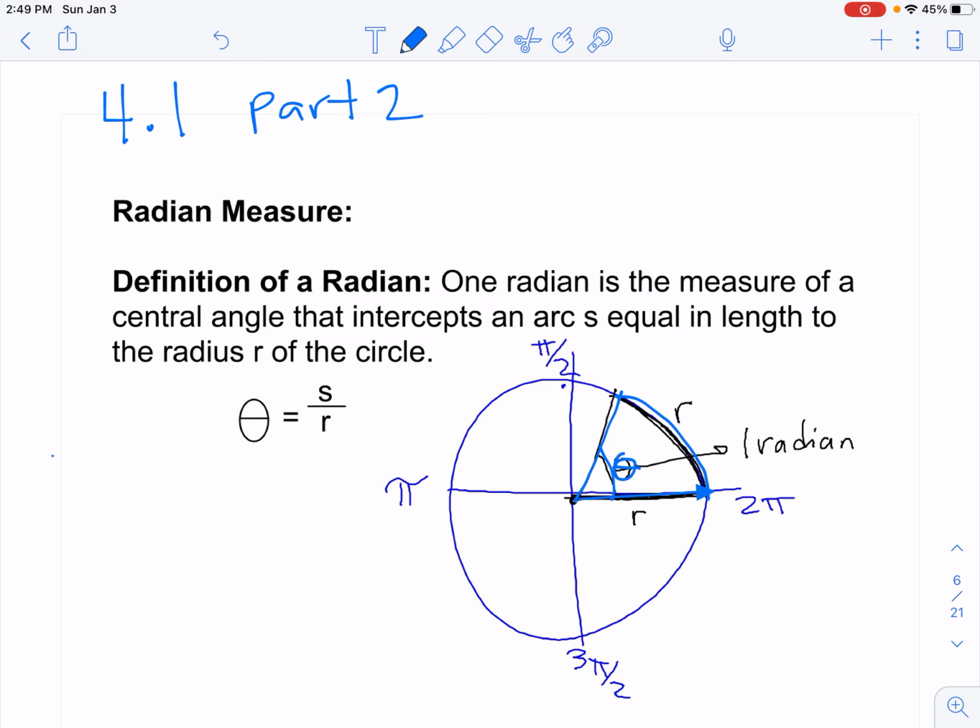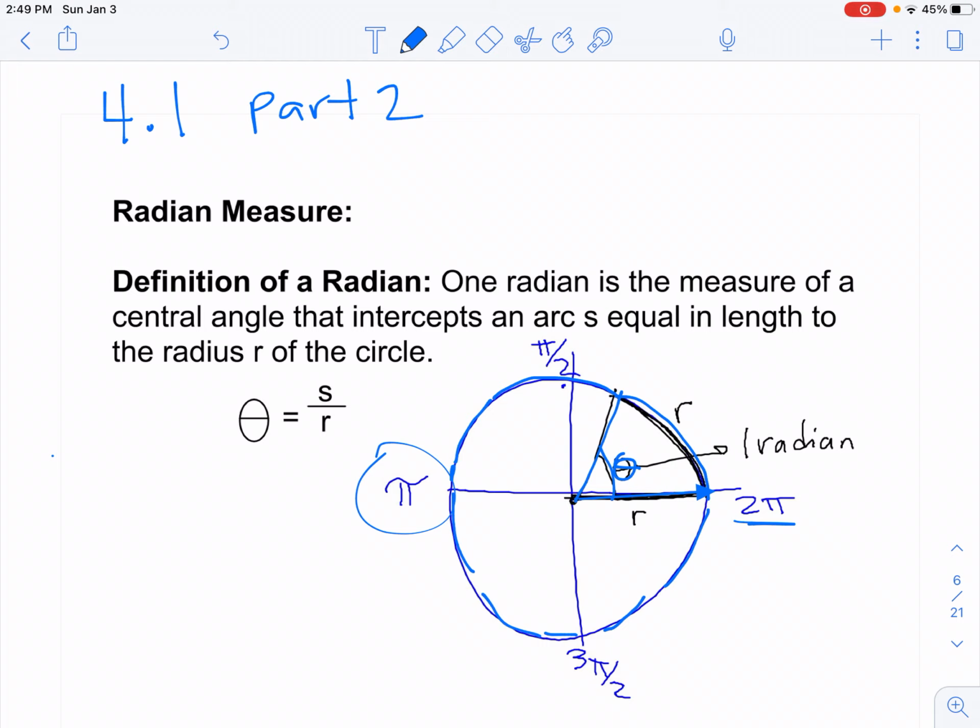Theta is equal to S divided by R in radians. And so if you were to wrap your radius all the way around the circle, you would see that this is approximately 3.14, or pi. And if you keep wrapping, how many radii would fit around the outside of the circle would be exactly 2 pi radii around the circle. So that's where radian comes from.